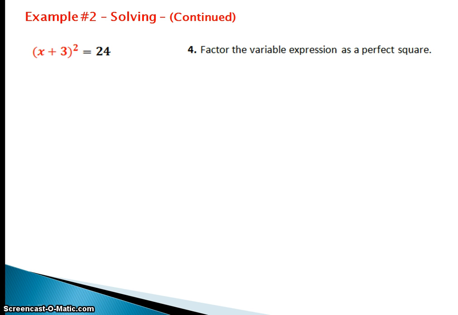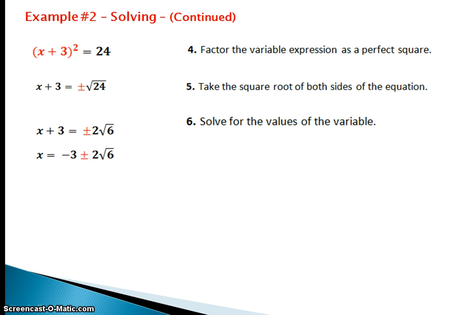Now I'm going to factor the left side of the equation. I know I have a perfect square, and it is x plus 3 squared. And I simplified the right side of the equation and ended up with 24. My next step is to take the square root of both sides. Don't forget to put the plus or minus in front of the square root. And now I'm just going to solve for x.